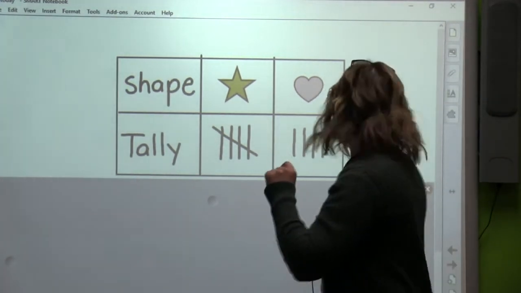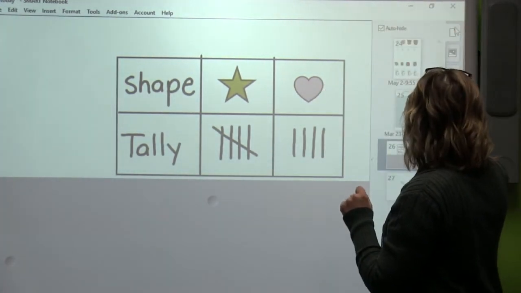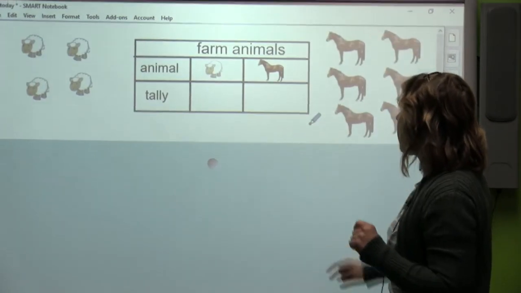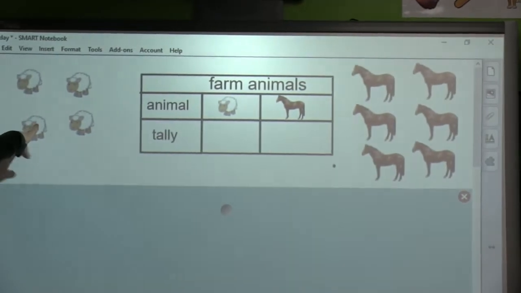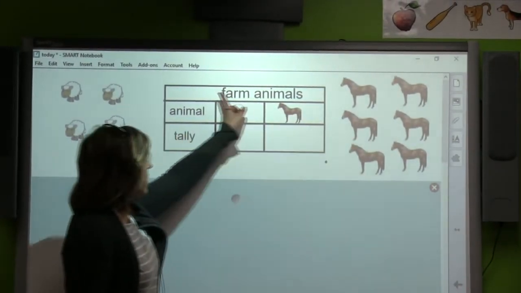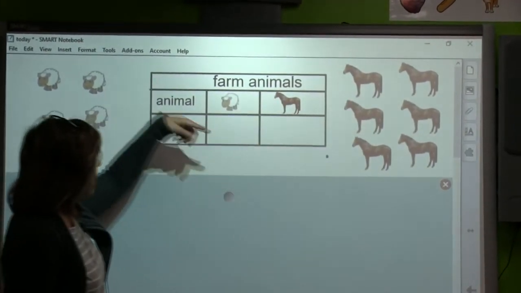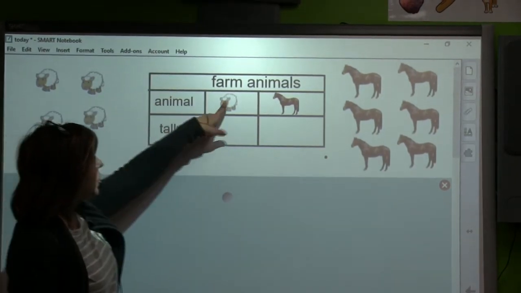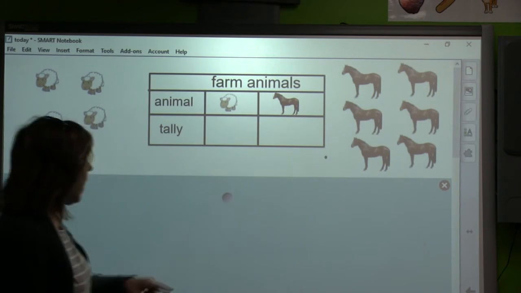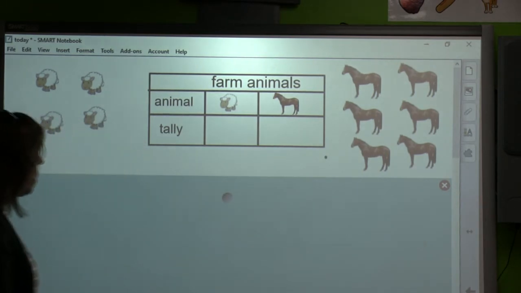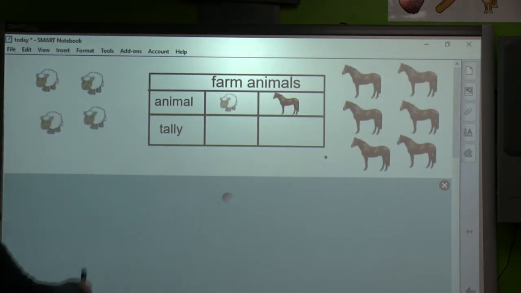We're going to try one more tally chart. I've got one more ready to go here. Okay, this one is called farm animals. I've got some sheep, and I've got some horses. So this tally chart is called farm animals. This says animal, sheep and horse, and this says tally. And here's where I'm going to make my tally marks. So we're going to count sheep. Let's count sheep. Ready, go.